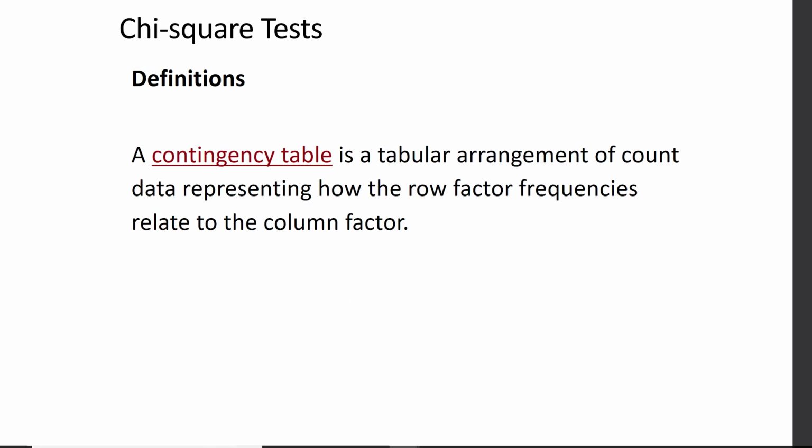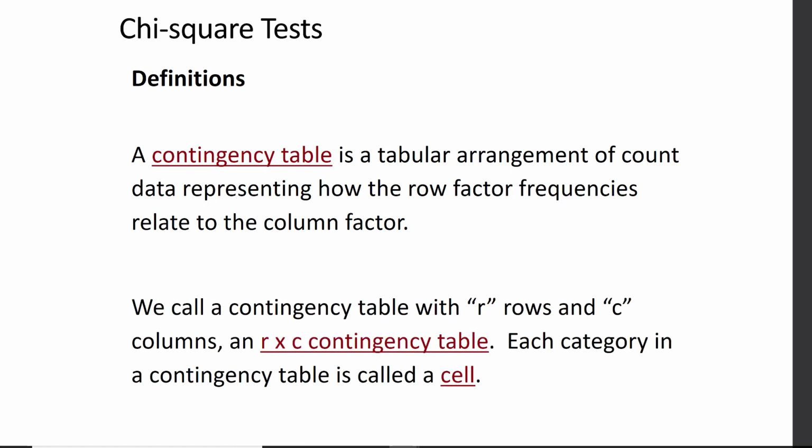So we've got to cover some definitions first. A contingency table is a tabular arrangement of count data representing how the row factor frequencies relate to the column factor. We call a contingency table with R rows and C columns an R by C contingency table. Each category in a contingency table is called a cell.